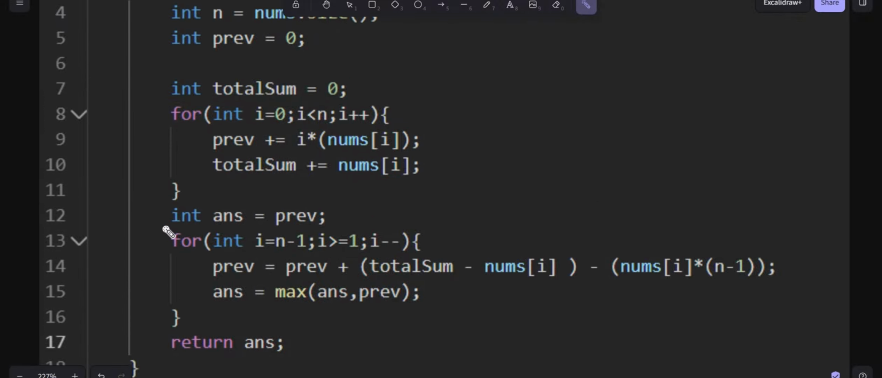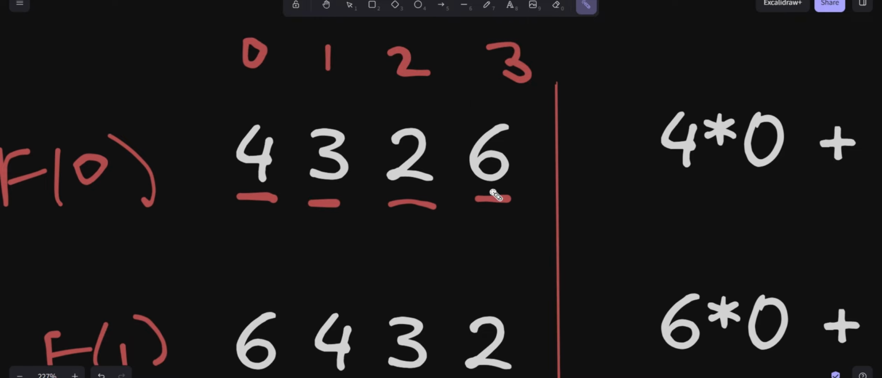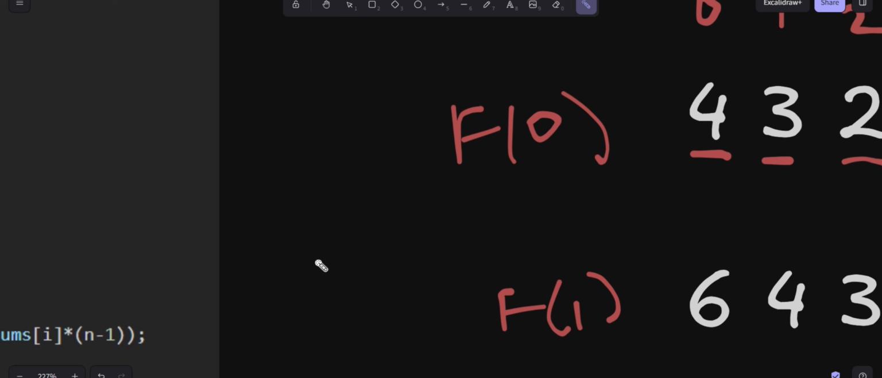And now we initialize answer to be first of all previous, because answer is basically the maximum of all the previous values that we get. Then we iterate in the array backwards. Why backwards? Because we know that for the first time 6 is going to become the zeroth element, then 2 is going to become the zeroth element, then 3 is to become the zeroth element.